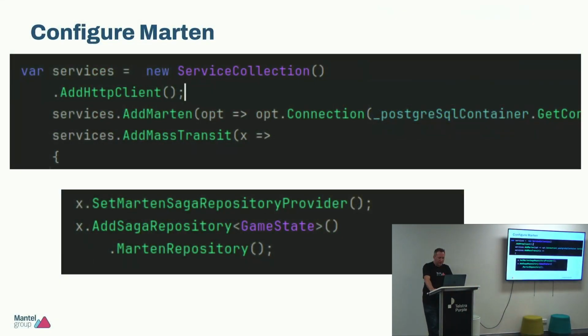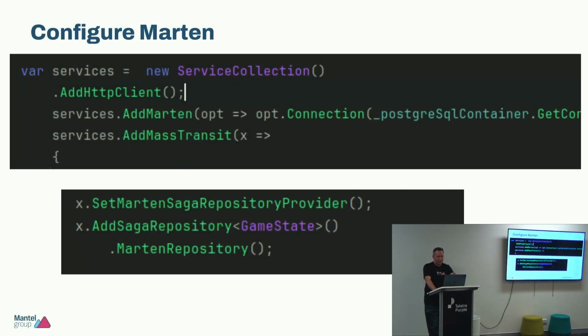So how do we configure Marten? Pretty simple, just like any other thing you configure these days. You have an add method for the service collection. So you say add Marten, and you just pass it the Postgres settings. Then when you want to then use Marten with your saga, that bottom line, add saga repository for game state, is I'm saying I want to store my game state in this Marten repository.